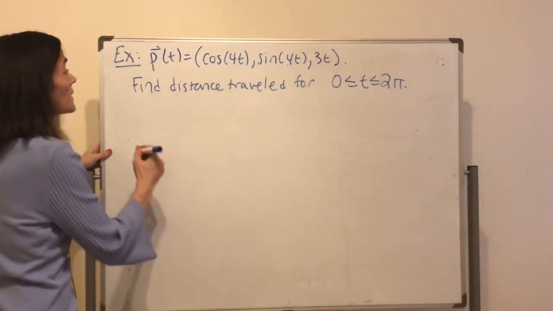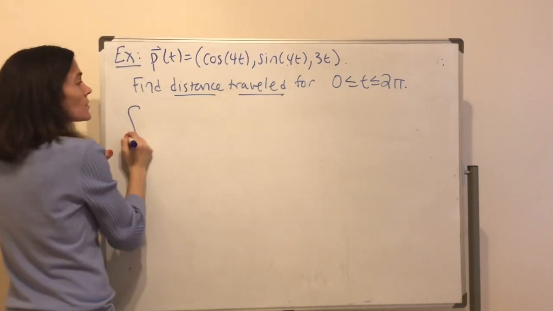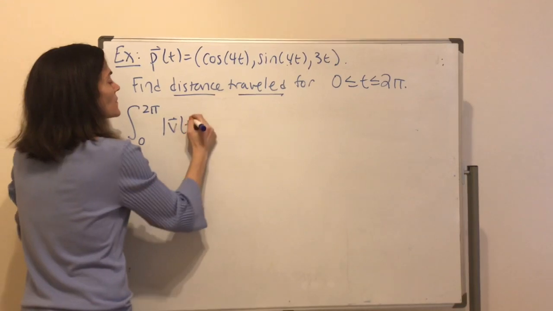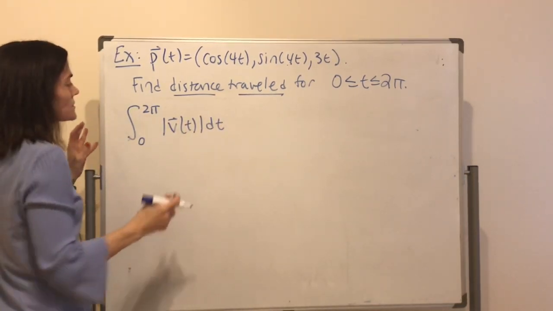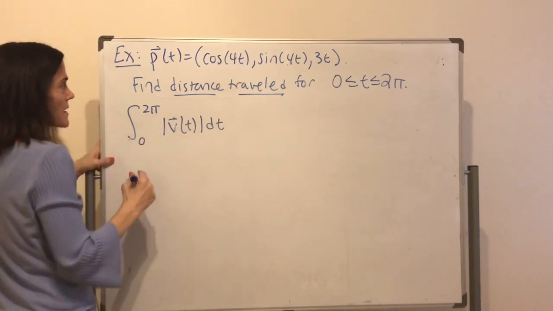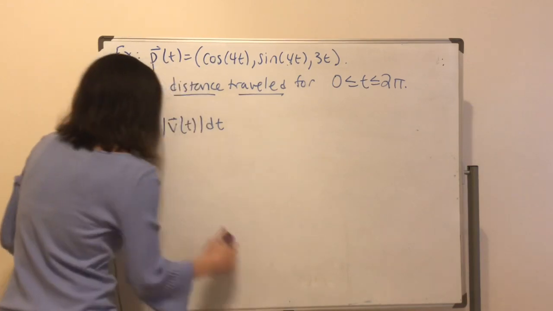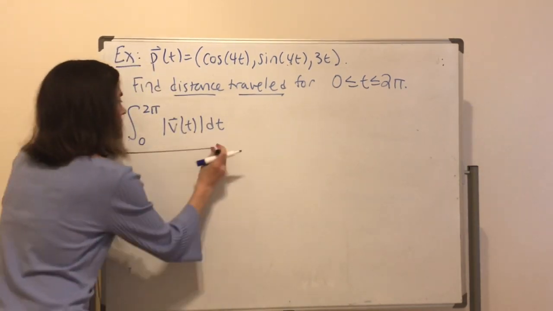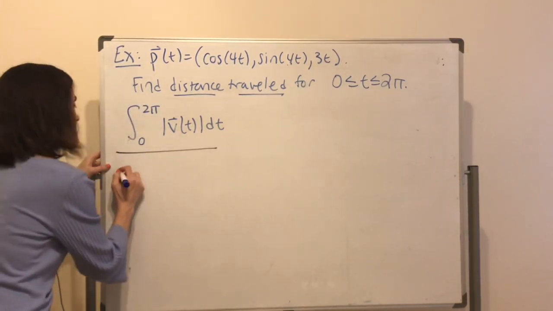Okay, well, we know the distance traveled. This is going to be an integral 0 to 2 pi of the magnitude of the velocity vector dt. And so first, or the speed, if you think about it that way. The first thing I need to do is compute the velocity vector. I'll do that maybe down here. And then I'll be ready to integrate. Well, once I find its length, of course.